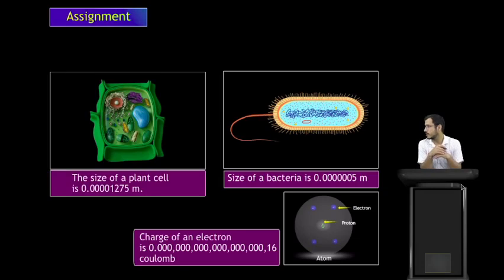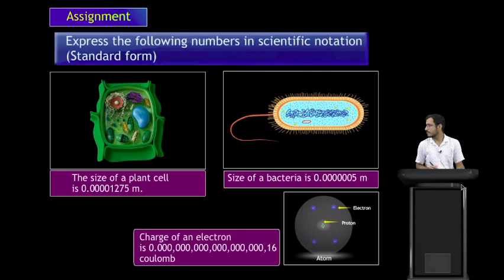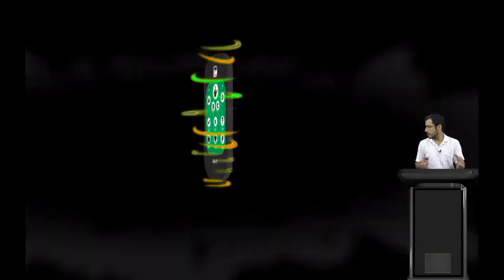Now students, here is an assignment for you. The size of a plant cell, the size of bacteria, and the charge of an electron are given. As homework, write all of these numbers in scientific notation or exponential form. Can you do this? Express the following numbers in scientific notation or standard form. Let's do it one by one.